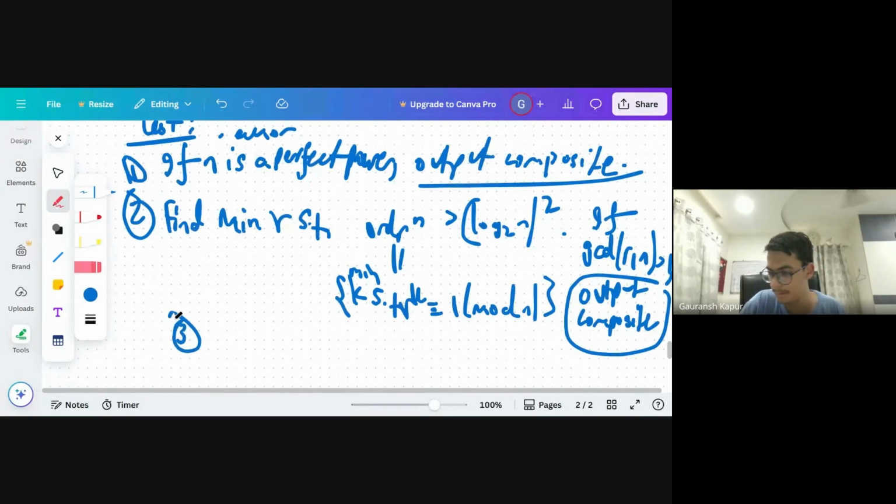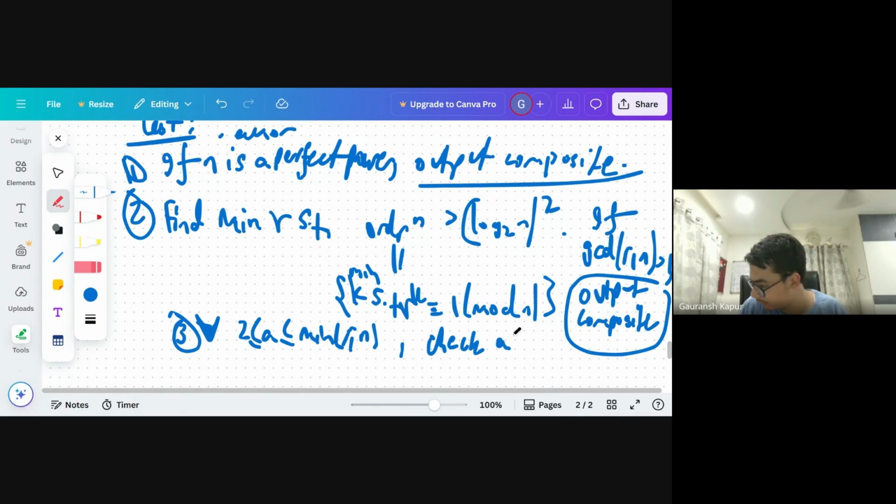Third step is, for all a in the range 2 to the minimum of r and n, check that a does not divide n. So if a divides n, then n is composite.